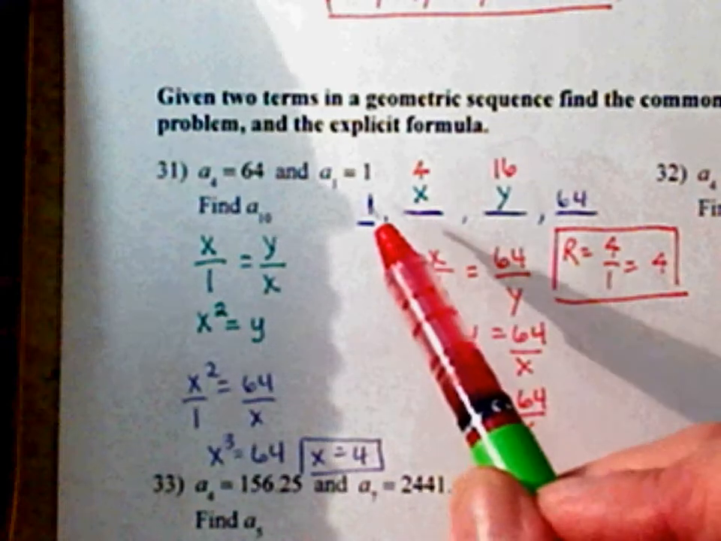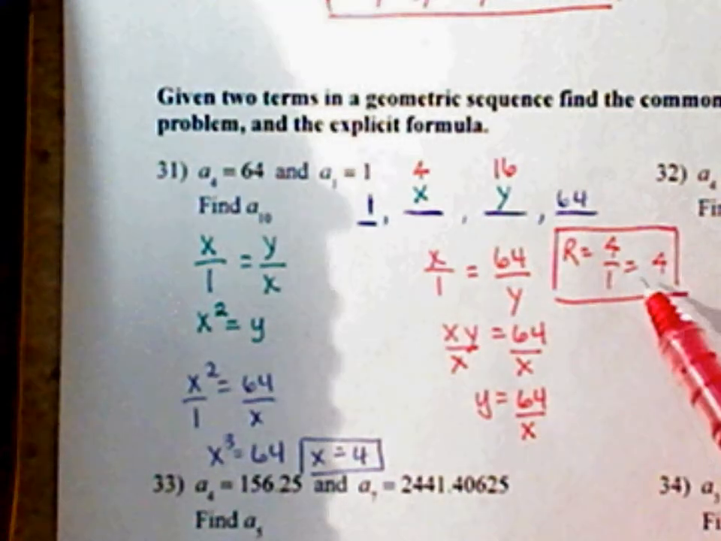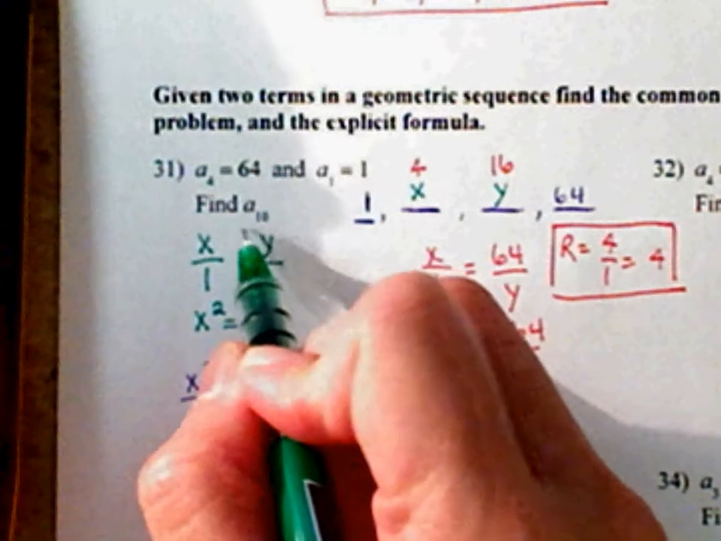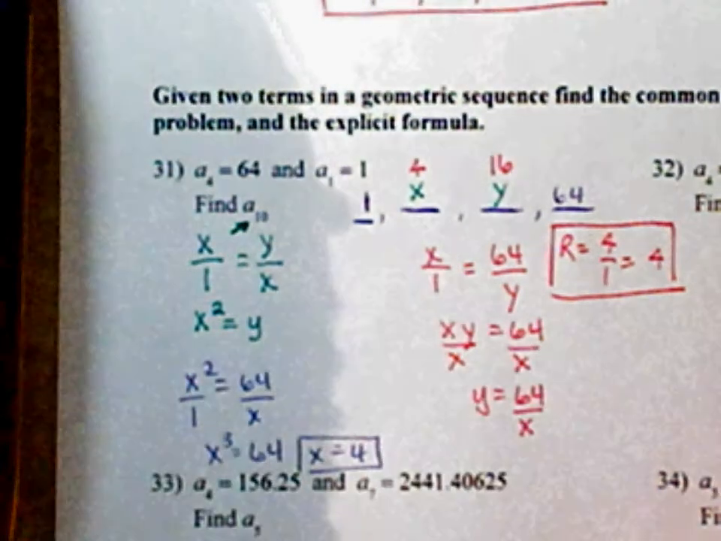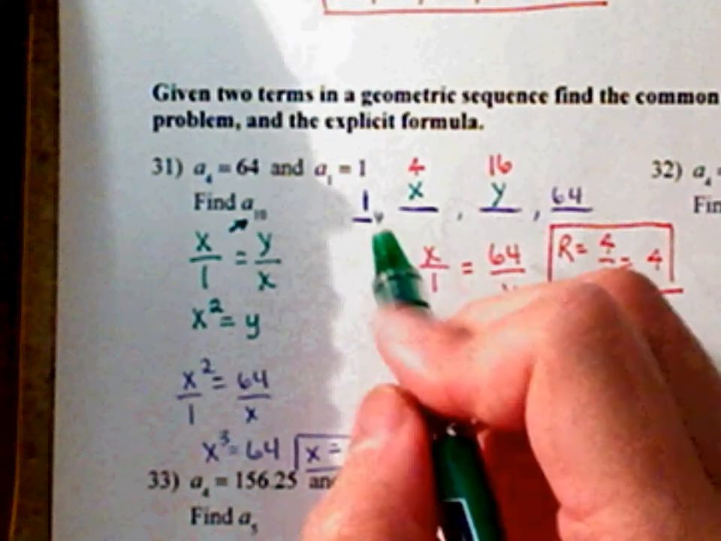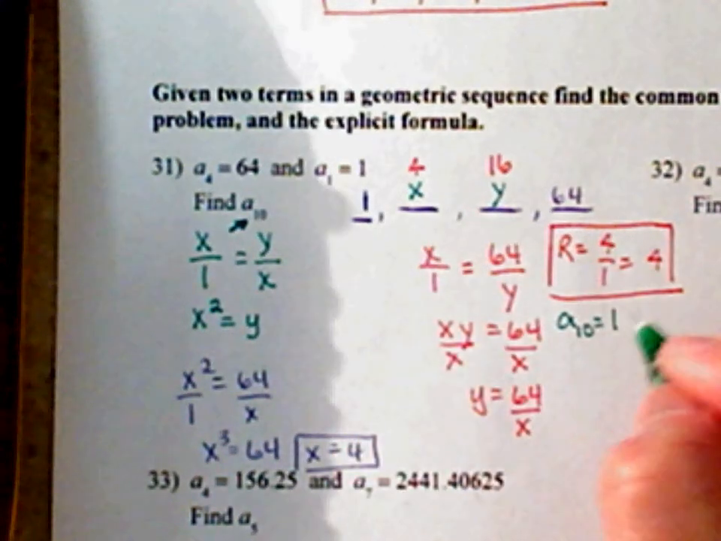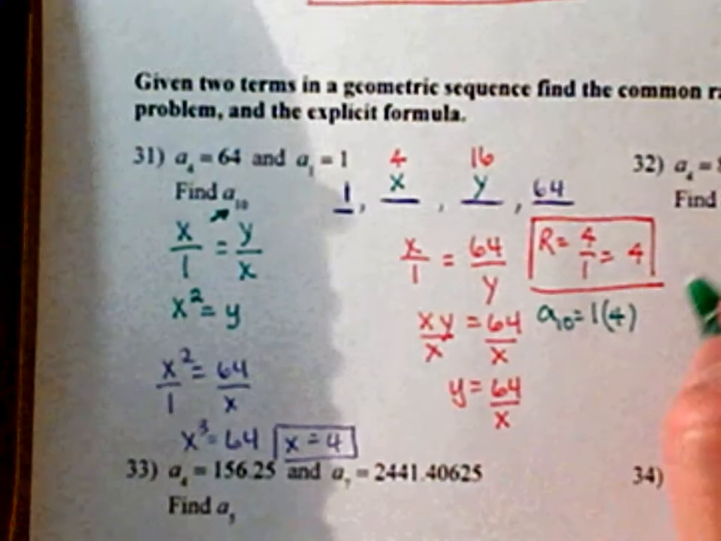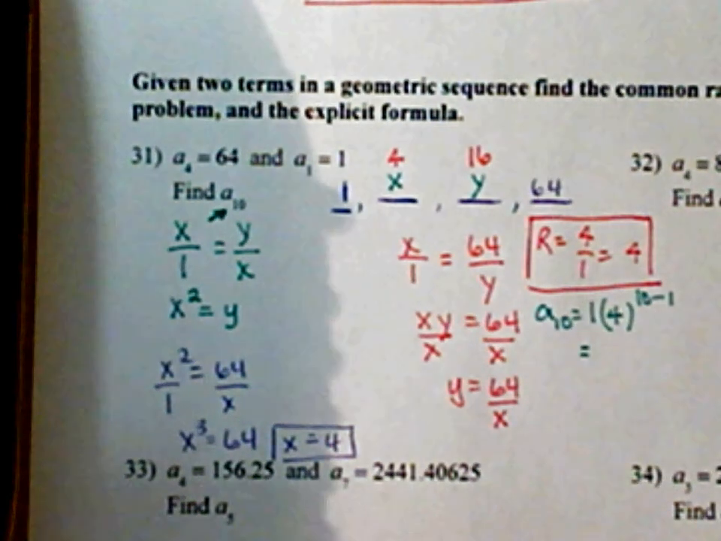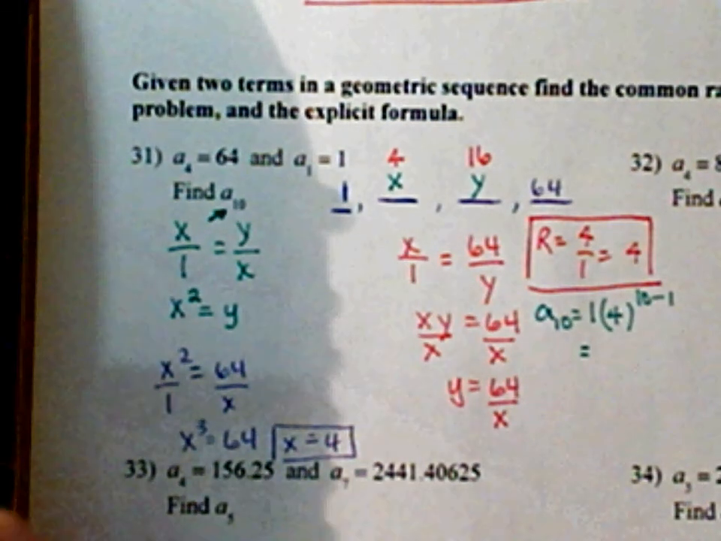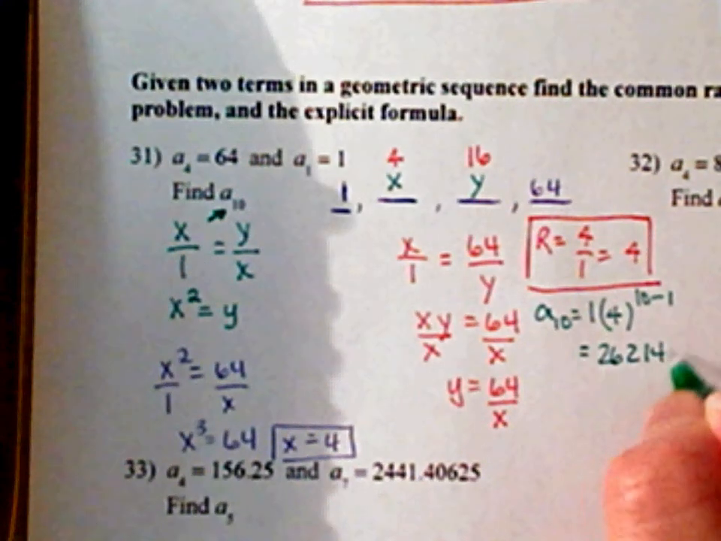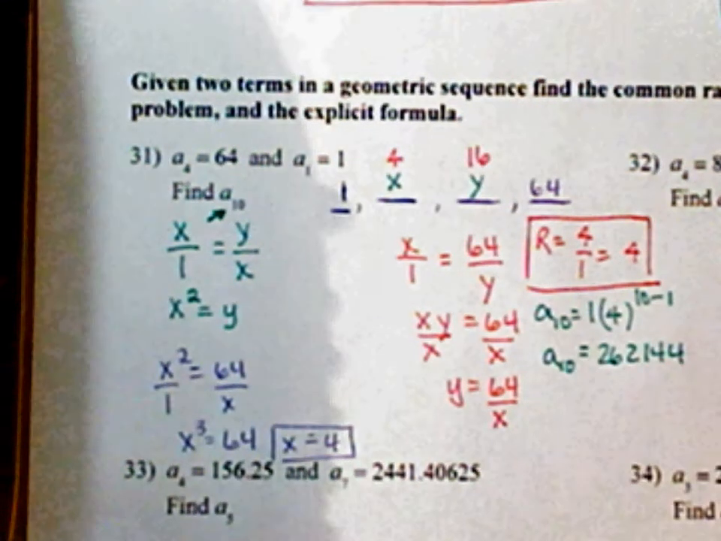Given the two terms, find the common ratio and the term named. Oh, we've got to go find the one that's named. Which one are we looking for? We are looking for the 10th term. So a 10 is equal to your first term. What is my first term? A 1. Okay? Times your r raised to the 10 minus 1. So what is the 10th term going to be? 1 times 4 raised to the 9th comes out to be 262,144. And there is your 10th term.